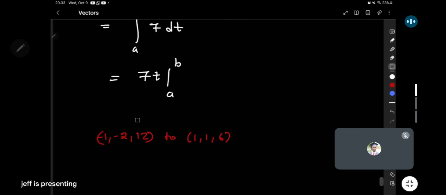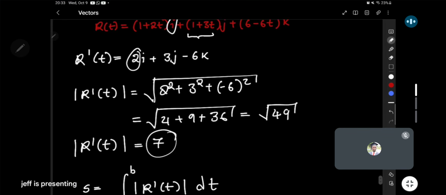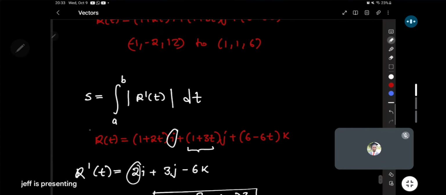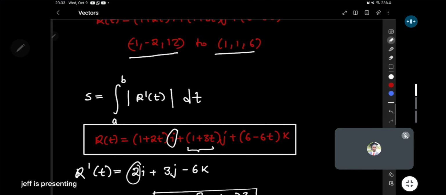They're saying our starting position is at -1, -2, 12. And our final position is at 1, 1, 6. Remember that r(t) expression is a vector that is telling us the position of this particle. So the points being given here are the starting position on the curve, and this is the final position on the curve. So that is the first thing that you have to understand.